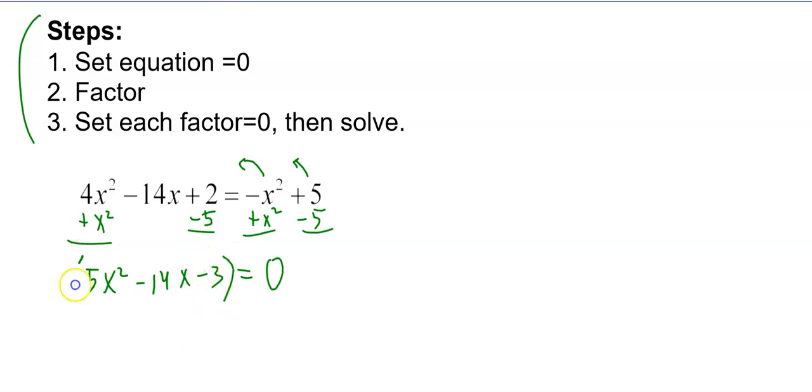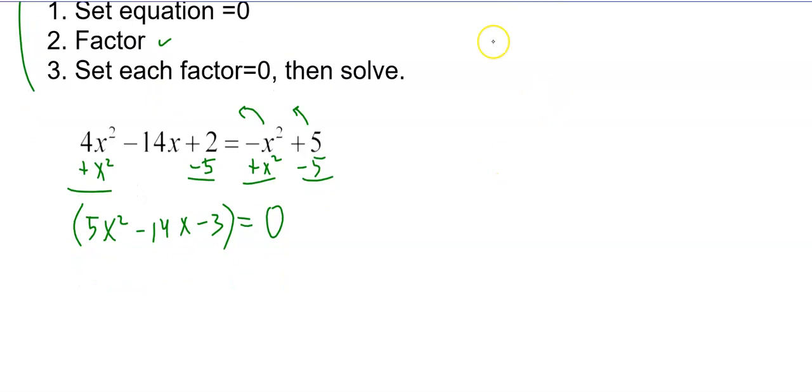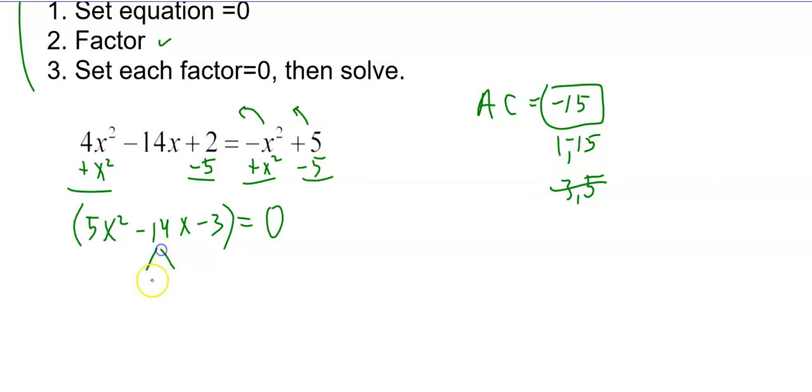Okay, so now we have a quadratic. The next step is to factor, right? So let's try to factor this guy. A lot of you maybe like the AC method, so let's do that here. AC would be 5 times -3, which is -15. So factors of -15, like 1 and 15, maybe 3 and 5, that add up to make -14. Those don't work. If the 15 is negative, I think that actually works.